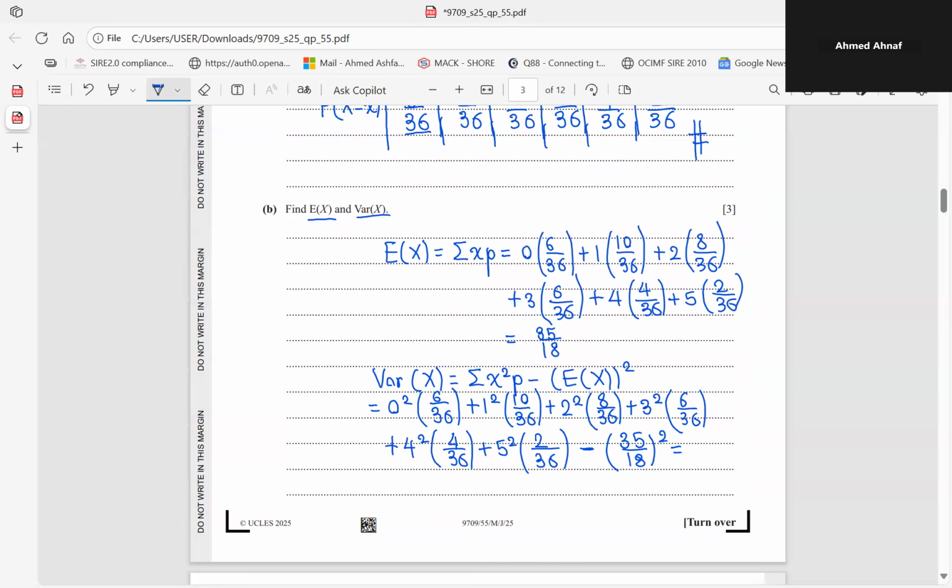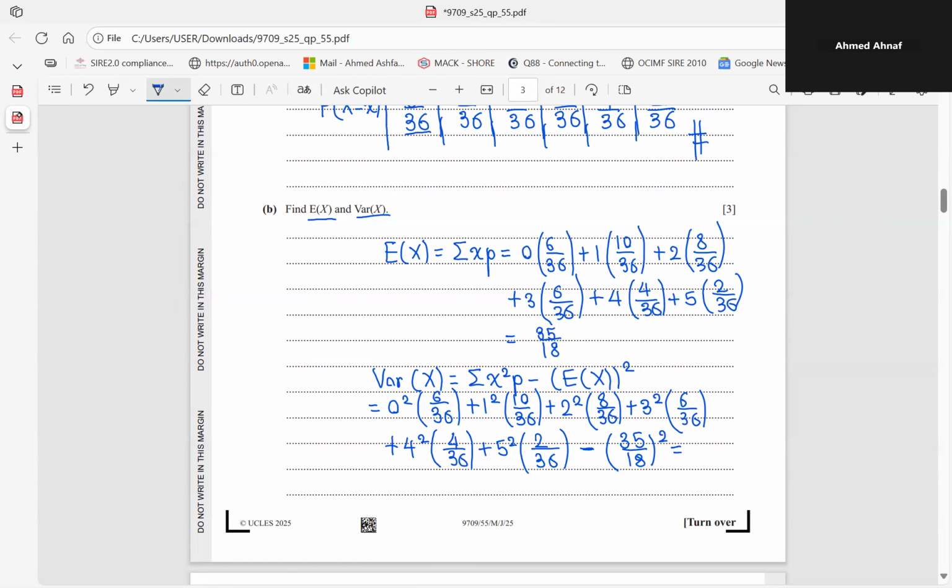So this would just be 6 over 36. It's 1 squared, 10 over 36. It's 2 squared, 8 over 36. Plus 3 squared, 6 over 36. Plus 4 squared, 4 over 36. Plus 5 squared, 2 over 36. Minus 35 over 18 squared.